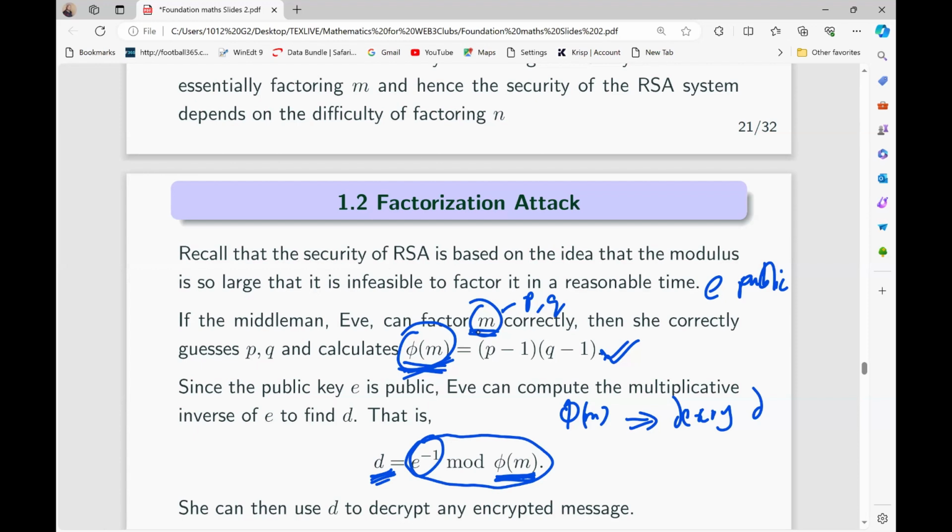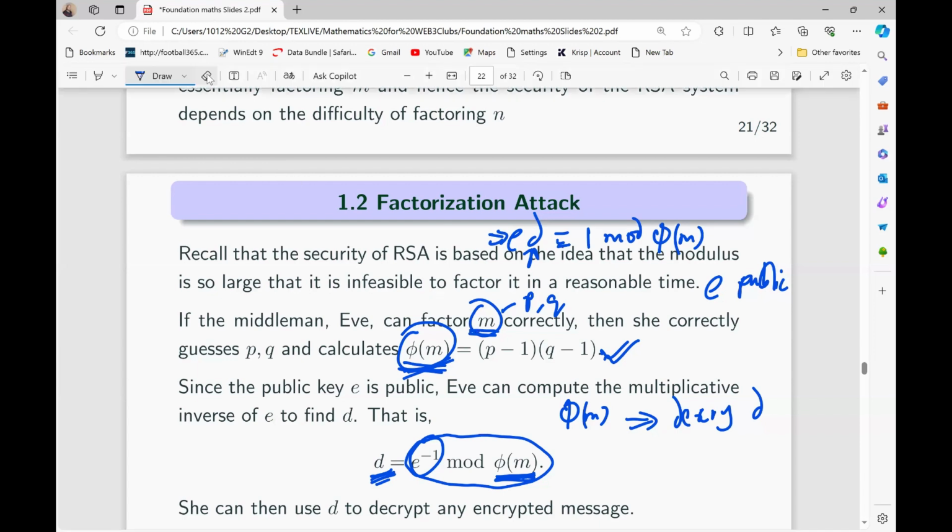Once she has phi of M, she knows that E multiplied by D is congruent to 1 mod phi of M. So once she gets this phi of M, she can use the extended Euclid's algorithm, because she already has an E. She knows what E is. She can get what D is. And once she gets D, it means every message you bring, if she gets that message, she'll be able to decrypt it. This is what we call the factorization attack.